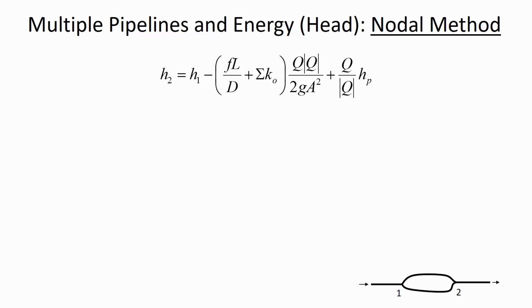And the same thing for this pump term here, h sub p. Q divided by the absolute value of Q, that's just so that if we assumed flow was going one way, but it really turns out flow is going the other, that absolute value term down in the denominator will help to sort it all out.